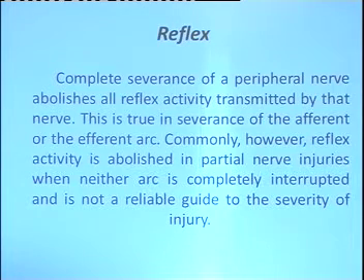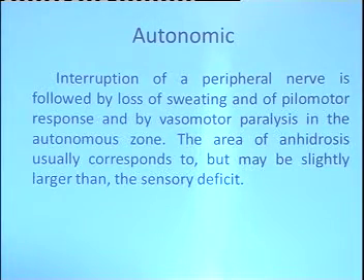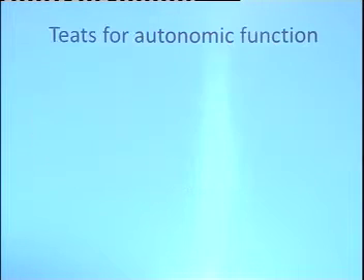Reflexes, if a nerve is cut, will always be absent. And autonomic: interruption of a peripheral nerve is followed by loss of sweating and of pilomotor response and by vasomotor paralysis in the autonomous zone. The area of anhidrosis usually corresponds to, but may be slightly larger than, the sensory deficit.